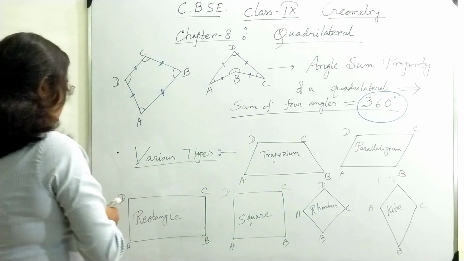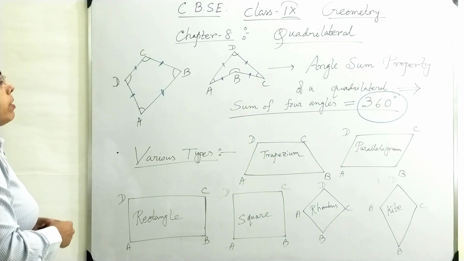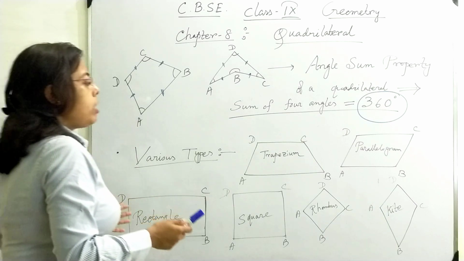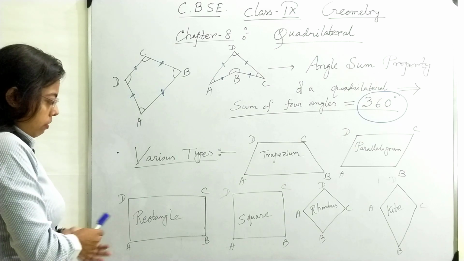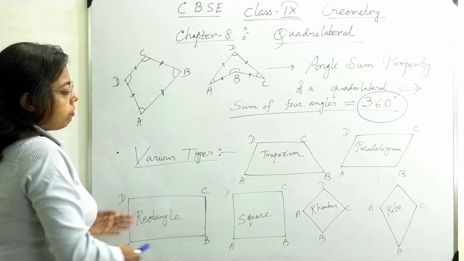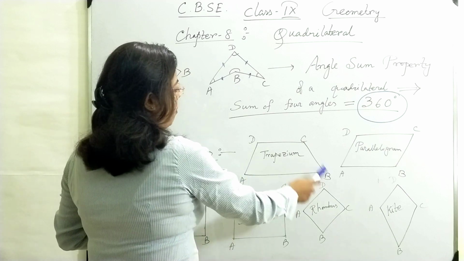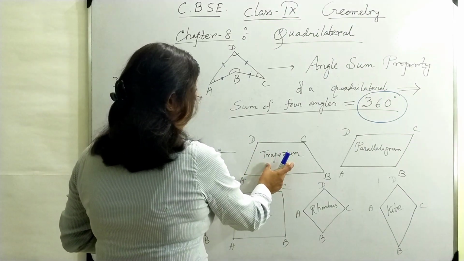Okay, then we will learn about various types. There are so many types of quadrilaterals. Here are the figures of those types. Look at this picture first. A, B, C, D. This is known as a trapezium.